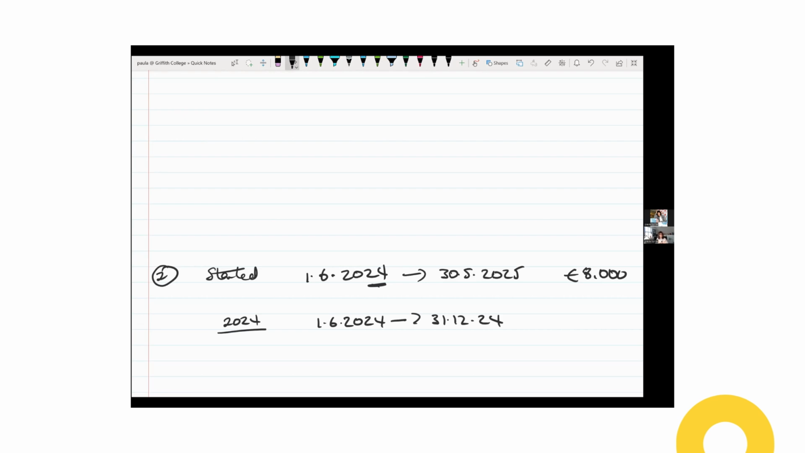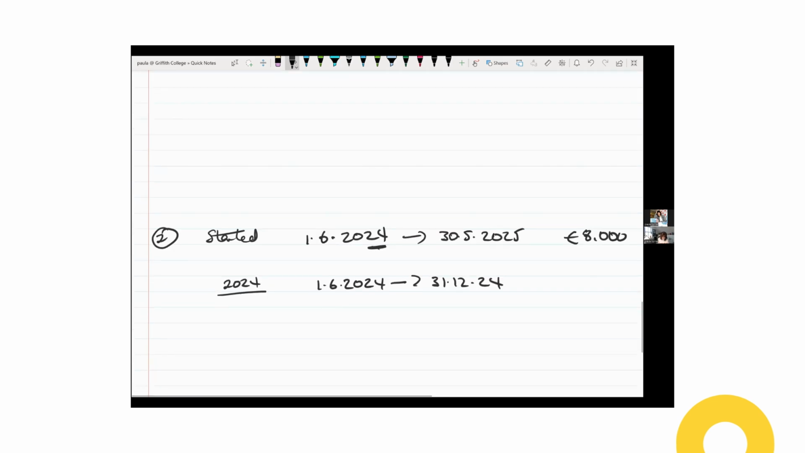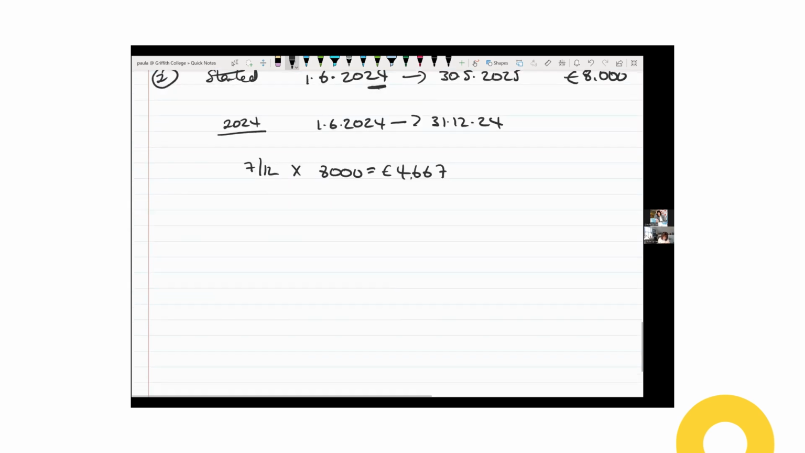How many months is that? All of June, July, August, September, October, November, December. 7 months. So I only need 7 months of the 8,000. That gives us 8,000 divided by 12 multiplied by 7. And that gives me 4,667. Now, leave a space there.